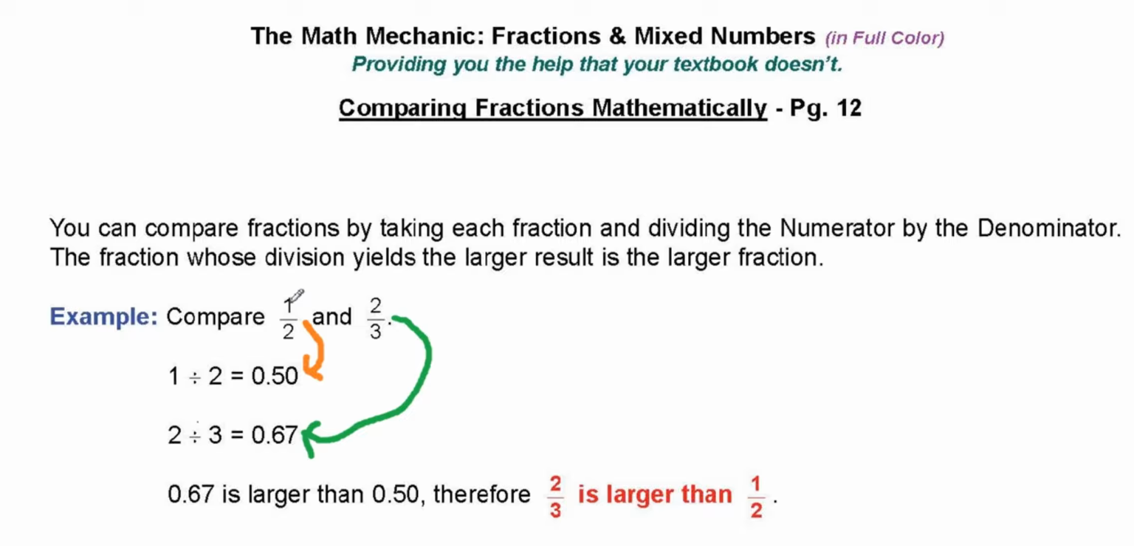Again, to repeat, 0.50, which is the result of dividing 1 by 2, and 2/3, which is 0.67, which is the result of dividing 2 by 3. 0.67 is larger than 0.50. Therefore, 2/3 is larger than 1/2.